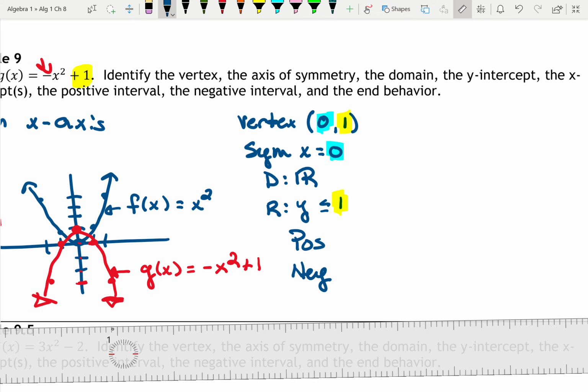The positive interval, actually, you know what? Let's first talk about the x-intercepts. Those we can see really quickly are at negative 1 and positive 1. Negative 1 and positive 1. I'm looking right here at the spots where they touched our x-axis.